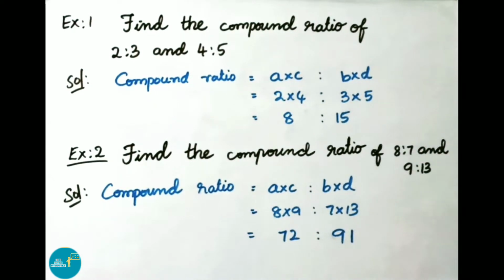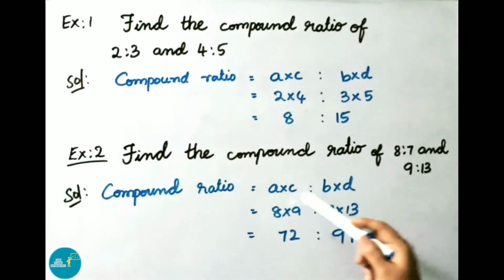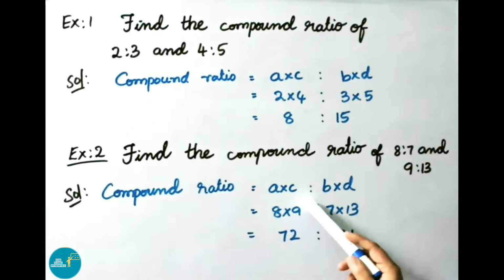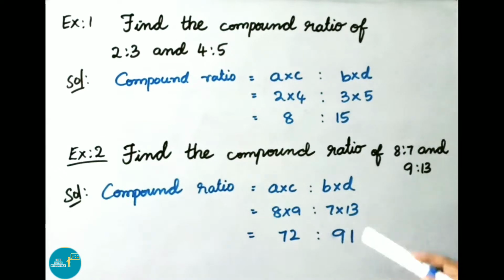Now example 2: find the compound ratio of 8 is to 7 and 9 is to 13. Let us see the solution. Compound ratio equals product of antecedents is to product of consequents, that is, A into C is to B into D. A into C, that is 8 into 9, is to B into D, that is 7 into 13. So 8 9s are 72 is to 7 13s are 91. Therefore, the compound ratio is 72 is to 91.